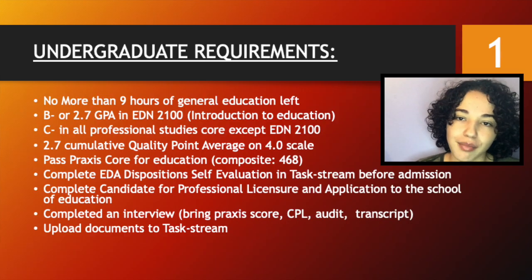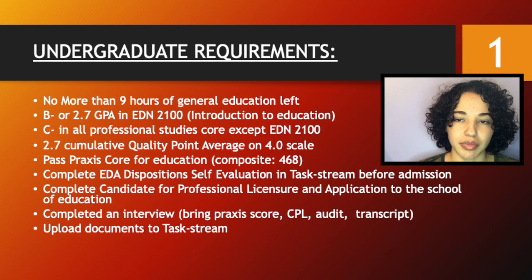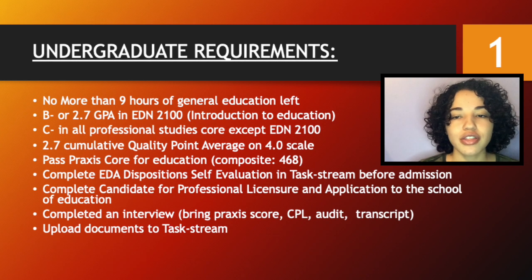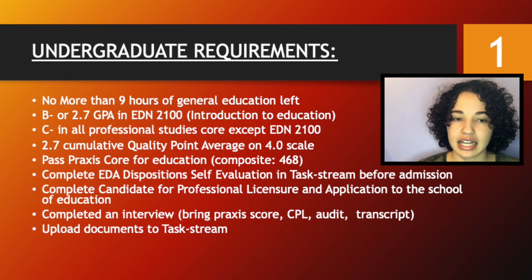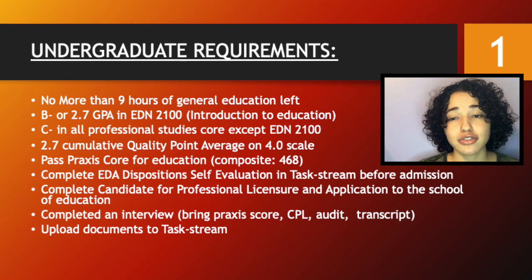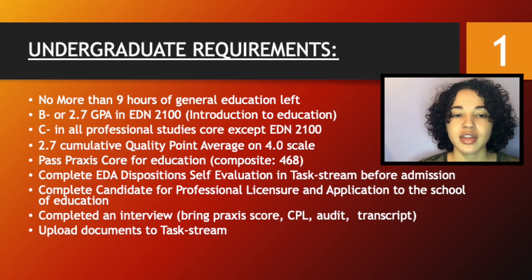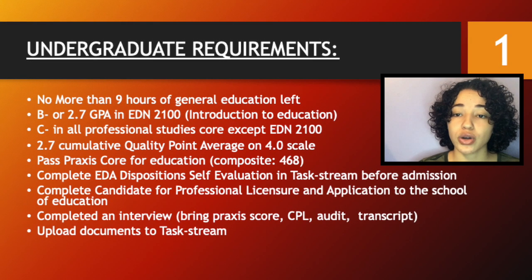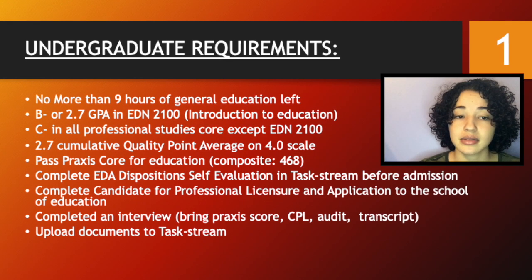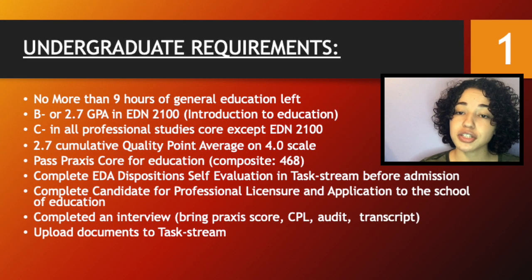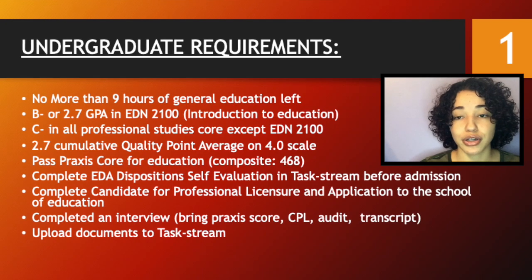First, I want to start off by telling you the 9 undergraduate requirements. No more than 9 hours of general education left. You need to receive a B- or above in EDN 2100, Introduction into Education. In all the other professional studies core classes, you need to receive a C-. You need to have a cumulative GPA of 2.7 on a 4.0 scale.